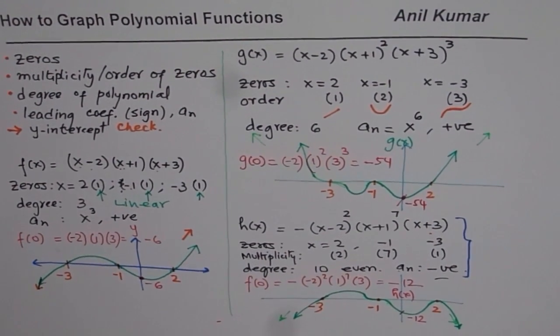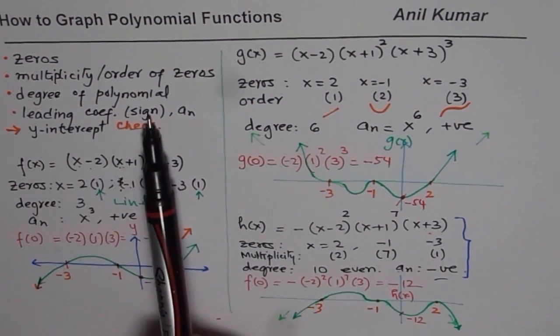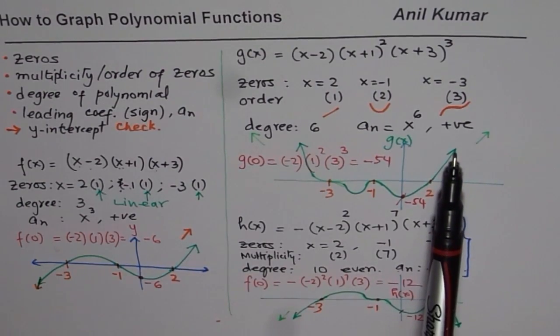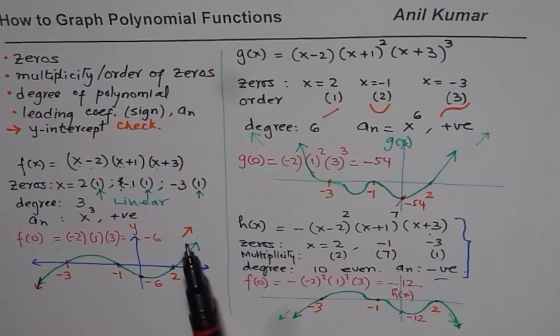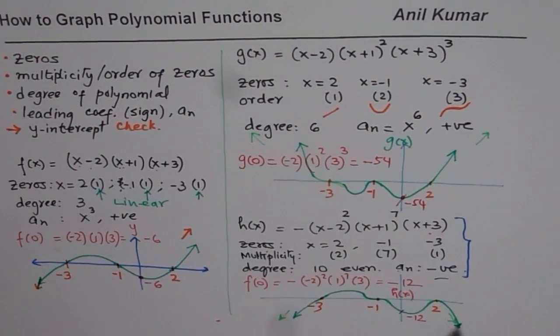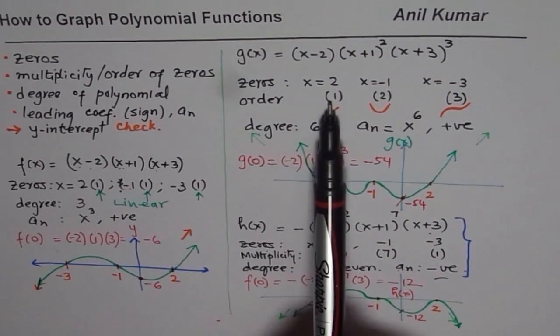I hope with the help of these 3 videos, you understand how to sketch the graph of a polynomial. So you have to incorporate zeros, their order or multiplicity, degree of the polynomial, and sign of leading coefficient. If the sign of leading coefficient is positive, then right side is up, as we saw in these two graphs. If the degree is odd, then opposite ends. If degree is even, then same ends. Right? As far as zeros are concerned, mark your zeros and then note their order or multiplicity.